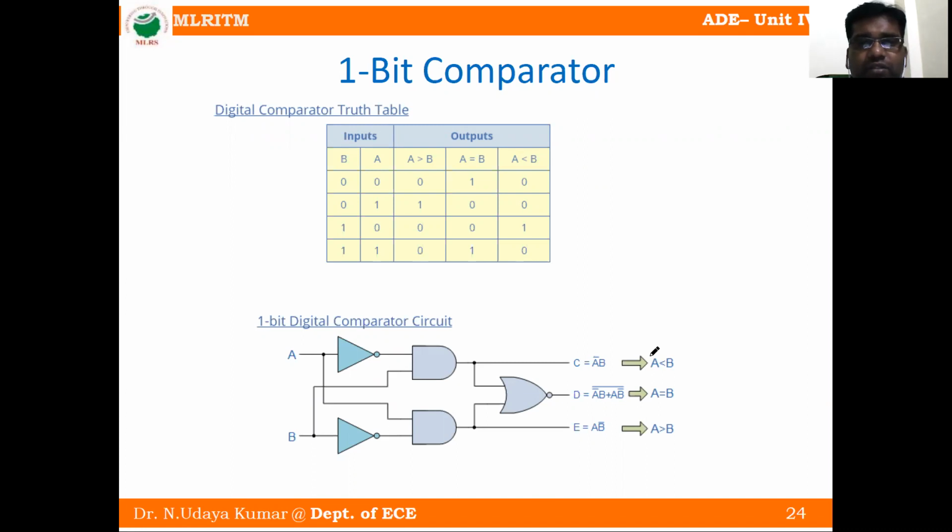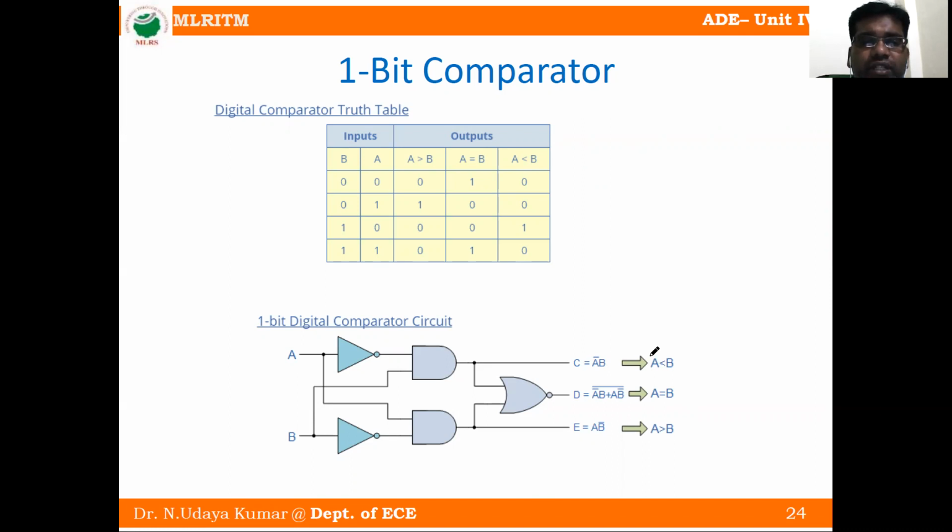This one bit comparator and the digital comparator are the same, because we are using ones and zeros. That's why we call it a digital comparator. We saw in the first unit the analog comparator, where we compare two analog voltages. So now it is called a digital comparator.